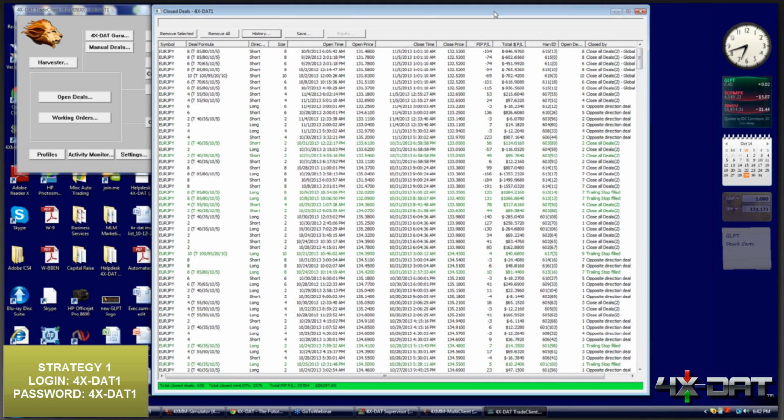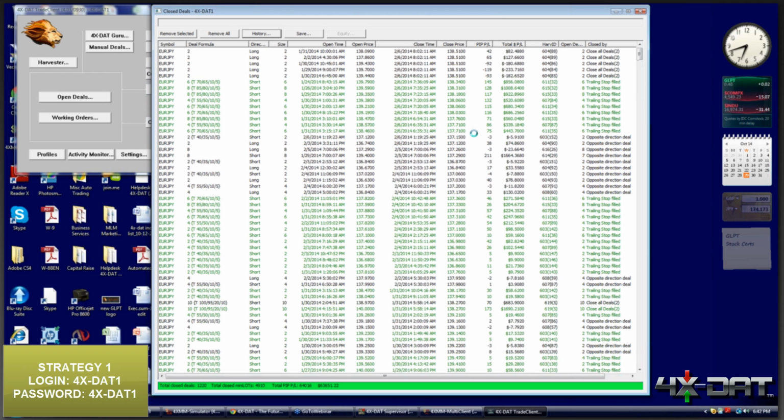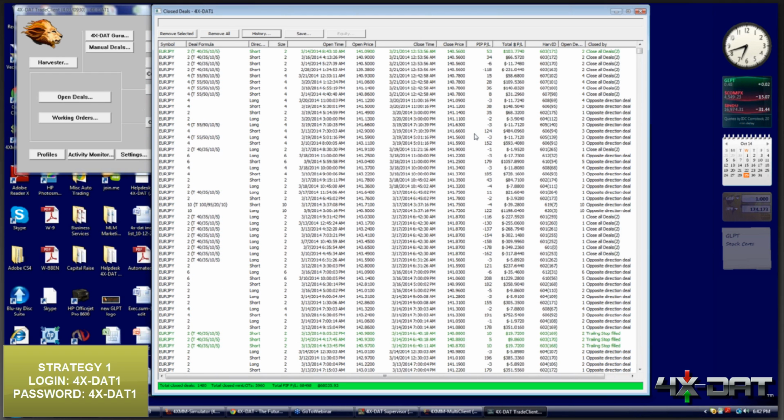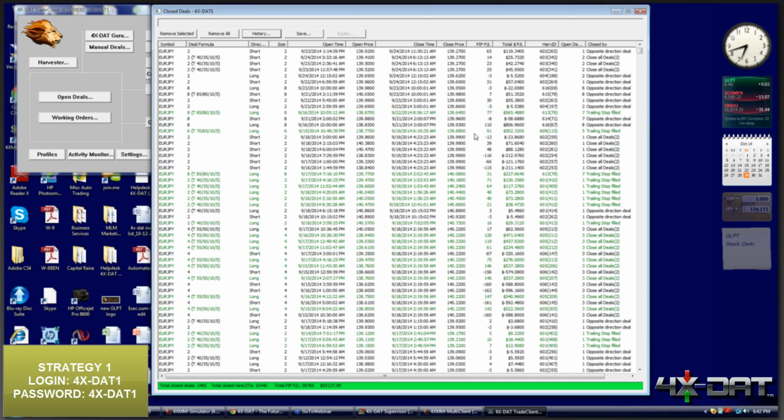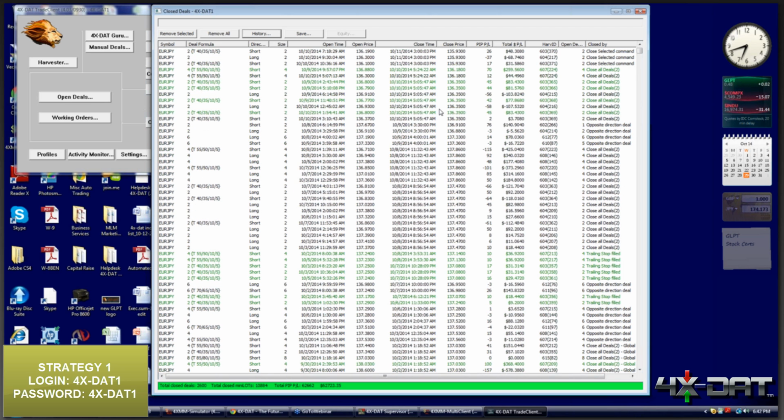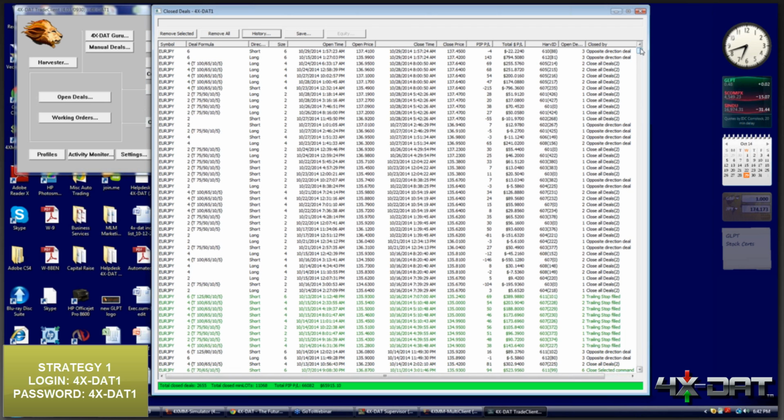It takes a little while to populate this window because there's a lot of data going all the way back to July 2013. That's well over a year now. And so we see that we basically closed a total of roughly about 66,000 of winning trades.